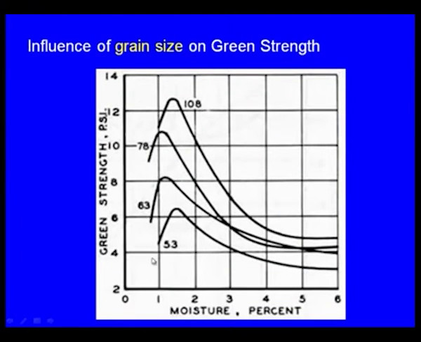But of course, as the moisture content is increasing, at one stage the permeability and green strength will be maximum, and then it gradually comes down. But when we look at these 4 graphs, what can we understand? A sand of higher grain fineness number offers a higher green strength, that is, a finer sand offers a higher green strength.